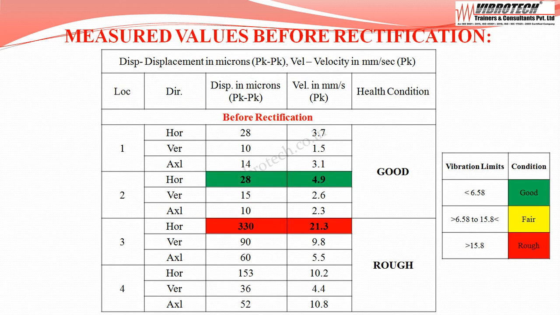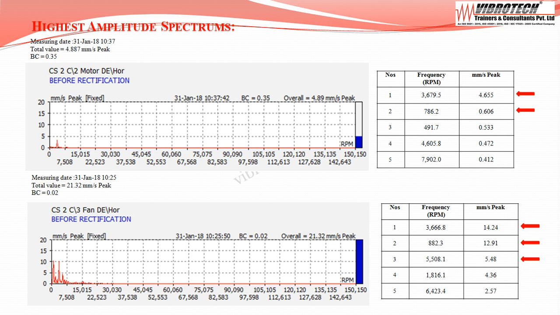The vibration values are maximum at motor drive end horizontal, velocity up to 4.9 mm per second peak with displacement of 28 microns peak to peak. And at fan drive end horizontal, velocity up to 21.3 mm per second peak with displacement of 330 microns peak to peak. And the equipment falls under the rough category. We saw vibration levels are above limits and the equipment falls in the rough category.